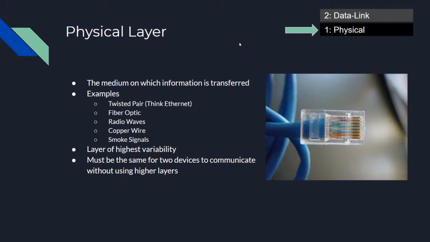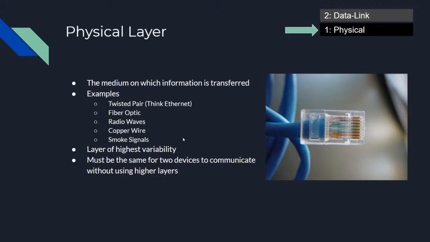So the physical layer, which is the medium on which information is transferred. So lots of examples of the physical layer. So we have twisted pair, think like Ethernet cables over here, fiber optic cables, radio waves, copper wire. Think like telegraph. You just use copper wire. It's essentially just like a physical device. Smoke signals.